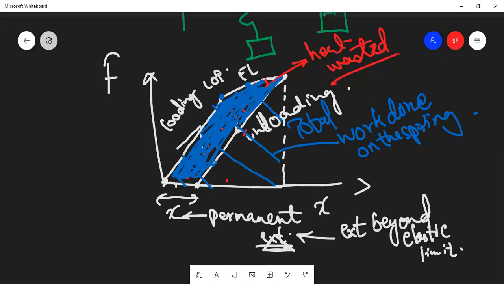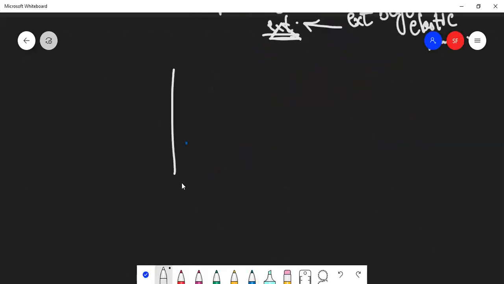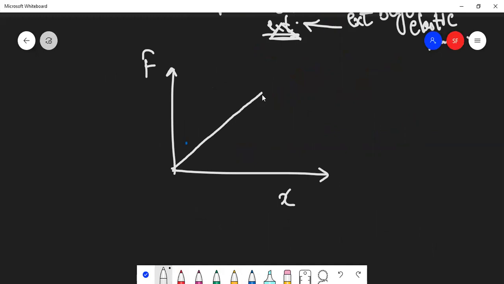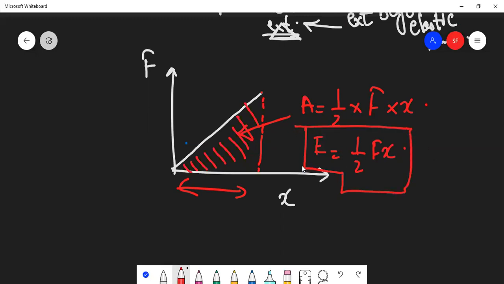How to calculate the energy stored inside a spring within the limit of proportionality. This is your spring. Force against extension is the graph that you've drawn. You need to calculate the energy stored inside the spring. I told you that the energy stored in the spring is the area under this graph. So if you calculate the area of this graph, it's going to be half times the height, which is F, multiplied by the base of this triangle, x. Half F x is the area, which is actually the energy or the work done on the spring, or work which is stored in the form of elastic potential energy.